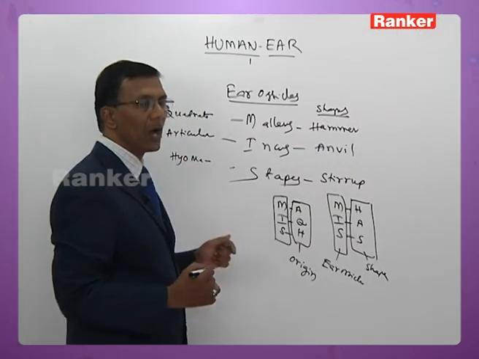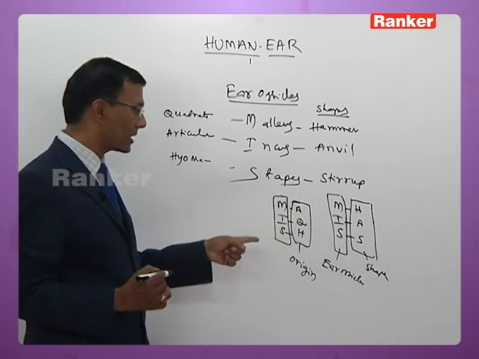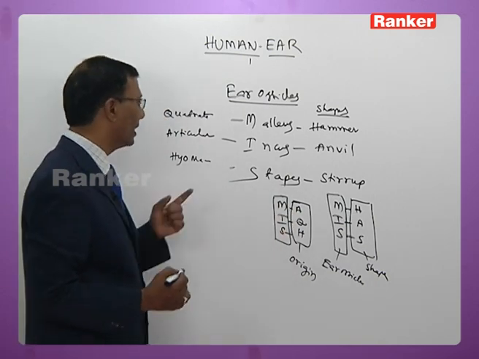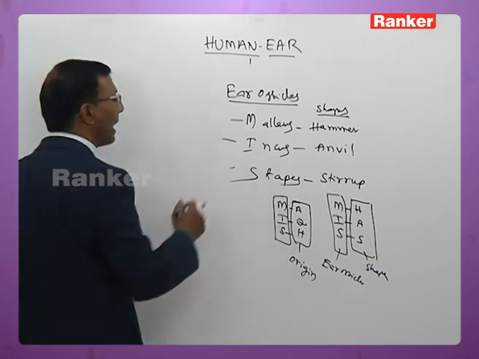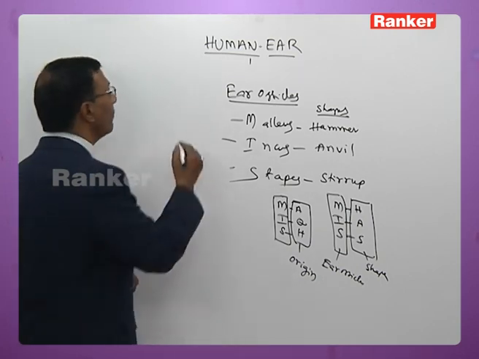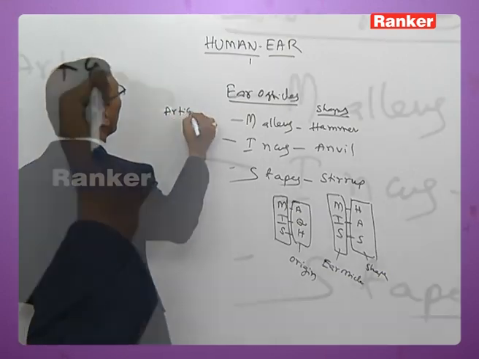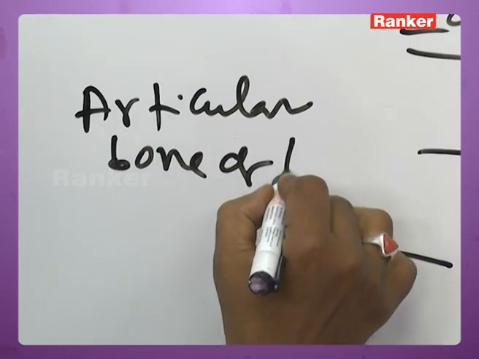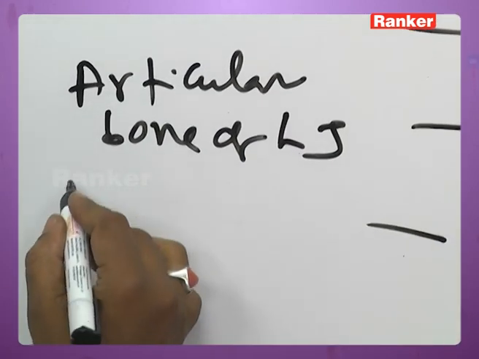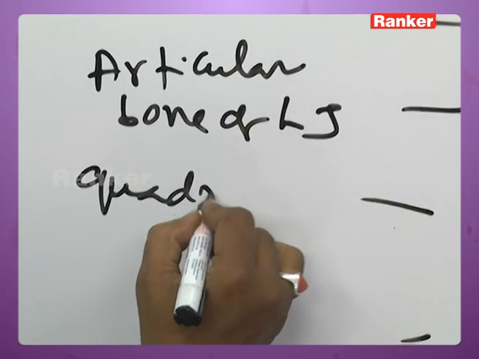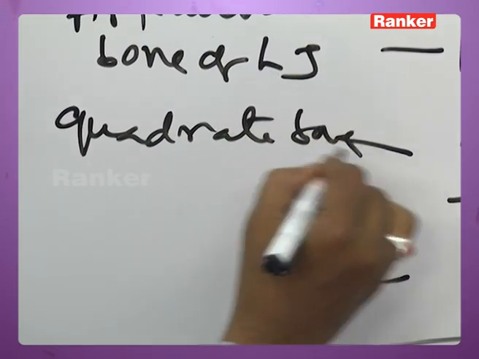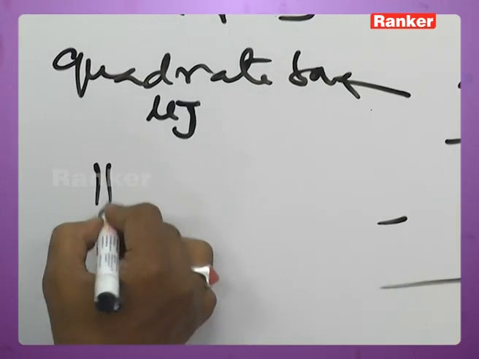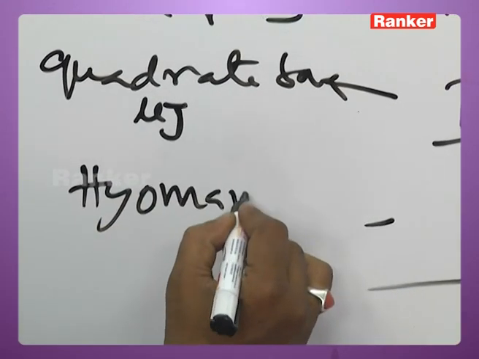Now how do you remember the origin here? MA, Master of Arts, IQ, Intelligent Quotient, SH, Simple Harmony. Now you have to remember this. So malleus is a modification of articular bone of lower jaw. Incus is a modification of quadrate bone of upper jaw. Stapes is a modification of hyomandibular bone.